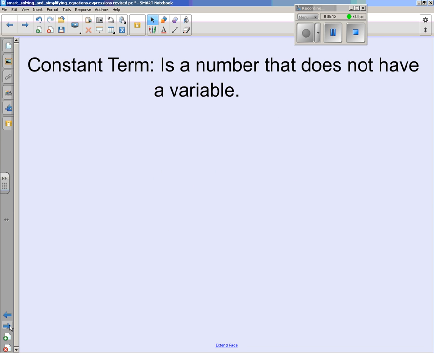Constant term. Another vocabulary. This should all still be on page 8. Write small if you need to. A constant term is a number that doesn't have a variable attached.